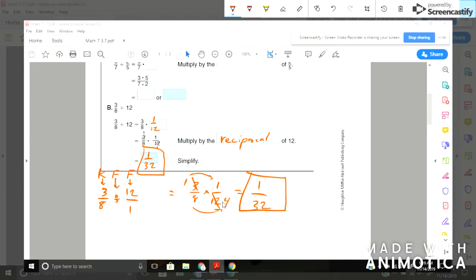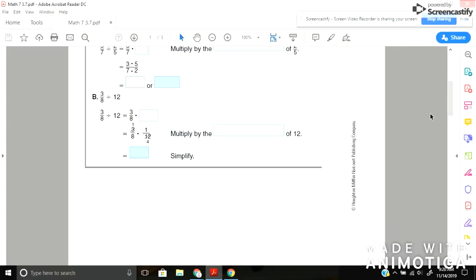Okay, well, let's flip the page and see what's next.